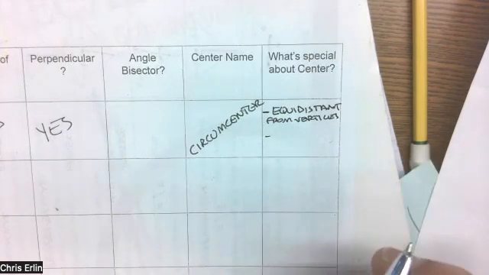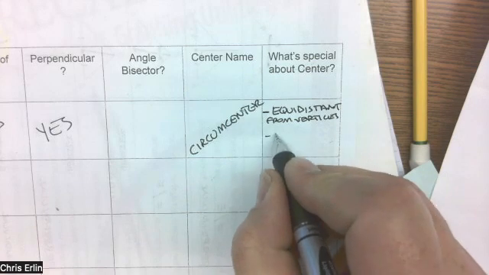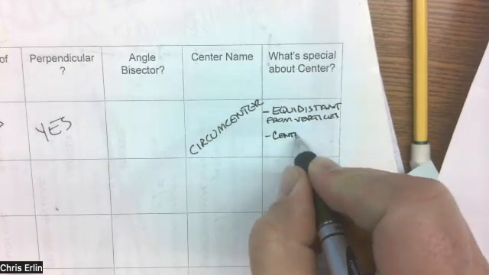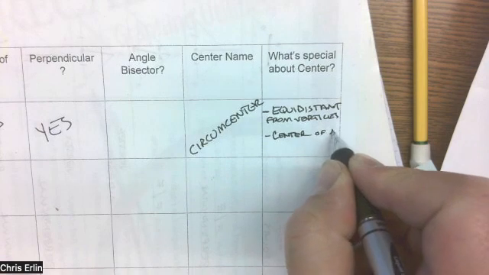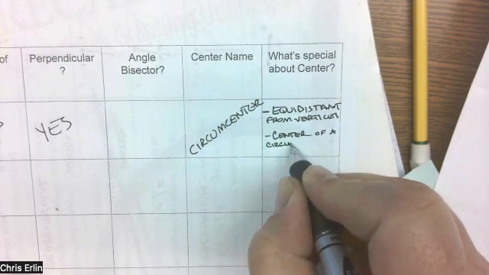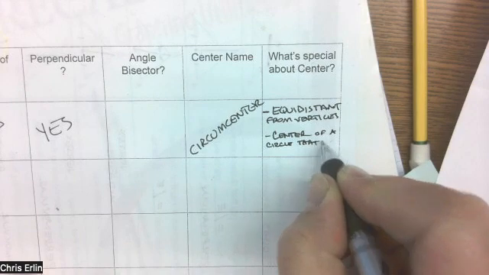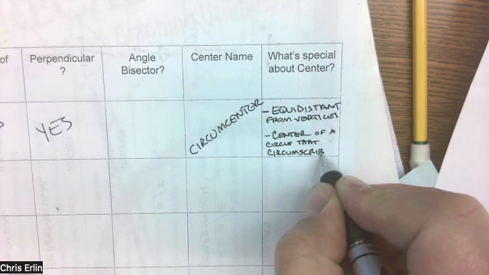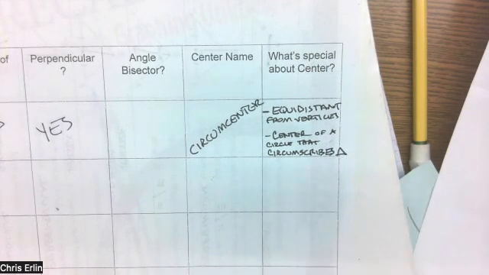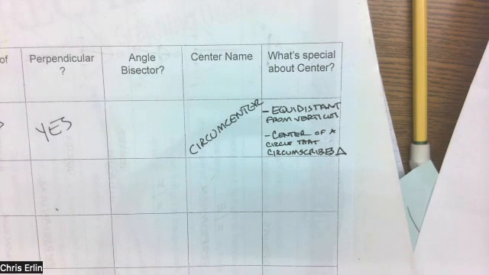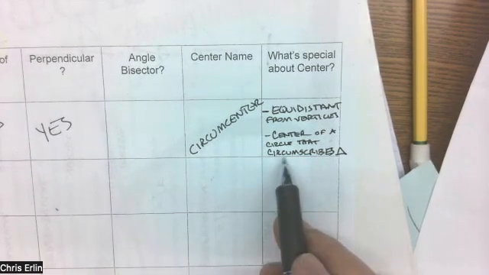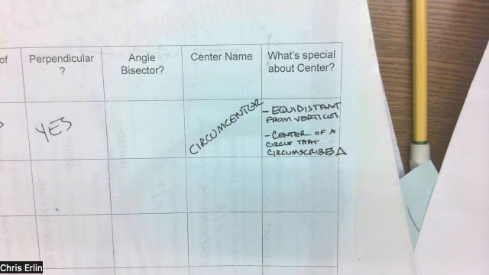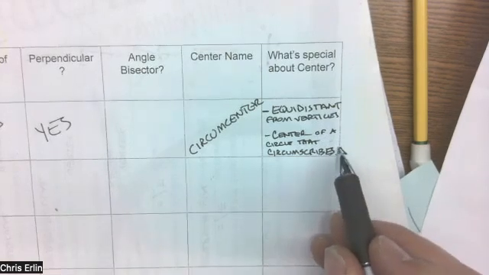And another way of seeing that same fact is it's the center of a circle that circumscribes the triangle. Do you know the word circumscribe? Anyone know what circum means? Around, very good. And scribe? To write or draw, very good. So it's to draw around the outside.